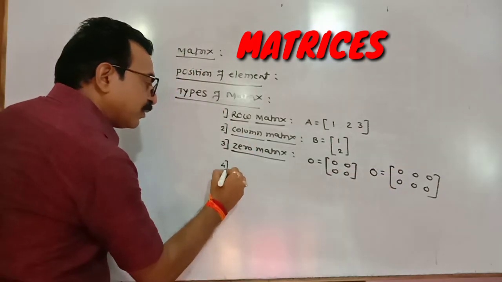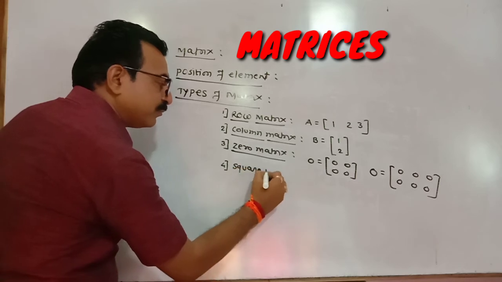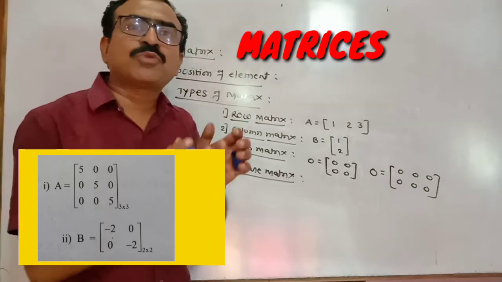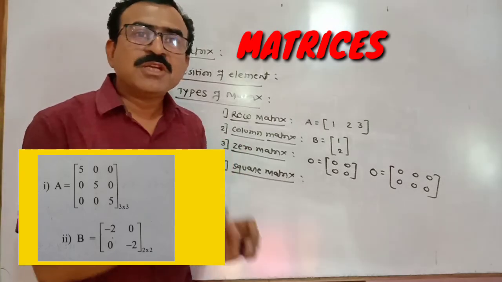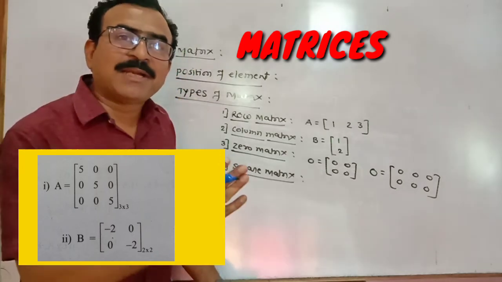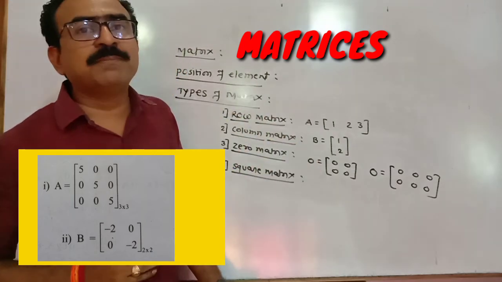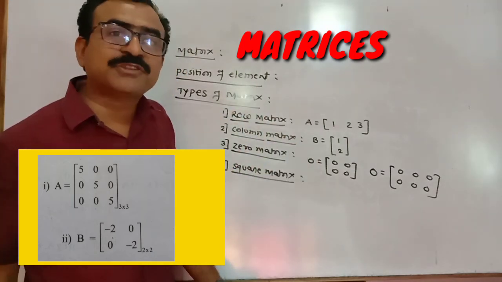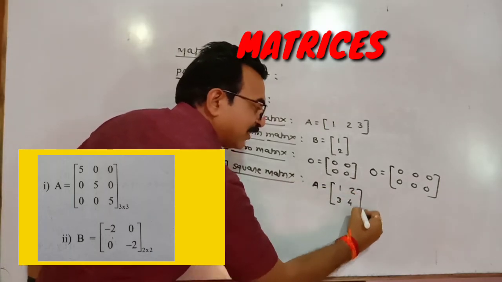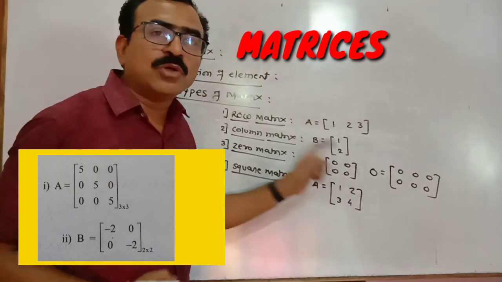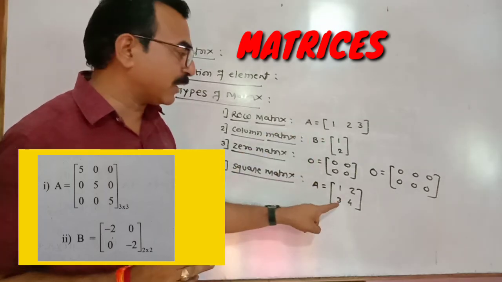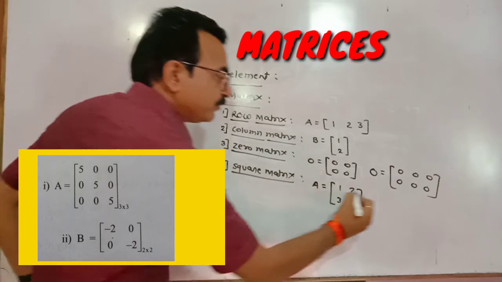Next type, that is square matrix. So student, a square matrix means a matrix in which the number of rows and the number of columns are equal. It means if any matrix has the same number of rows and columns, then you can say that it is an example of a square matrix. For example, this matrix A. Matrix A has 2 rows and 2 columns, meaning the number of rows and the number of columns are equal, and because of that you can say that it is a square matrix.